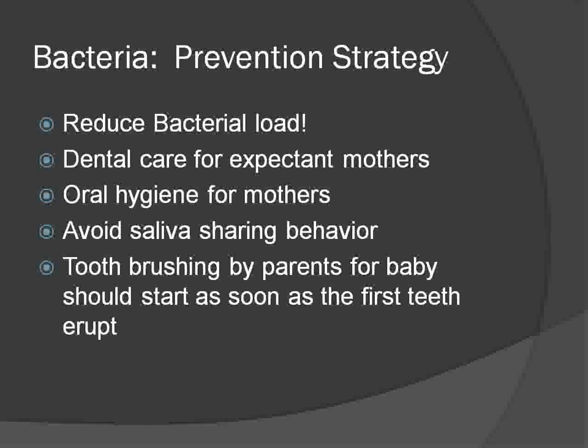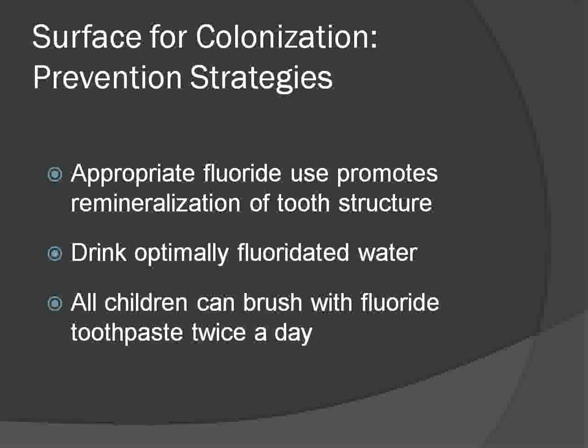The next ingredient to make a cavity is the surface for colonization. Whenever we look at the surface for colonization, we all have teeth. We're not going to take out the baby's teeth just so they don't have cavities, but we can make those surfaces stronger. And our main way that we make our teeth stronger is by incorporating fluoride. Appropriate fluoride use can take those surfaces of the teeth that are weakened by cavities and make them stronger. Some ways that we can help our children get the appropriate amount of fluoride is to encourage them to drink optimally fluoridated water and then to brush twice a day with fluoride toothpaste.